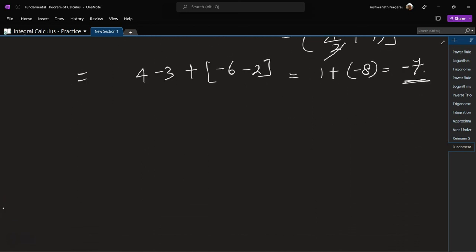So that is the fundamental theorem of calculus, one of the two parts of the fundamental theorem of calculus. That's it. Bye.